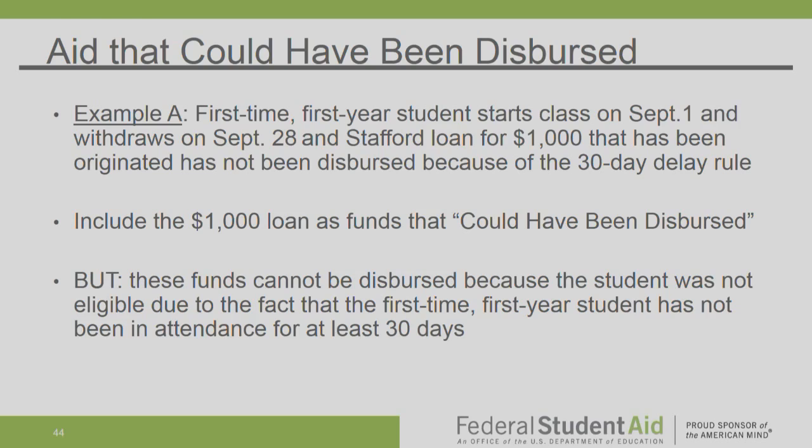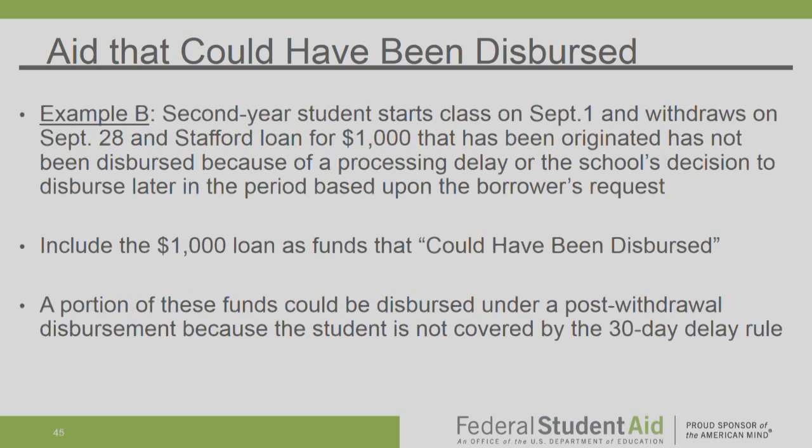The institution includes these funds because the institution would have a valid ISIR on file and originated a loan before the student withdrew. However, the funds cannot be included in a post-withdrawal disbursement because of the restriction on payments to first-time borrowers who have attended less than 30 days. And here we're assuming that the institution is not exempt from that requirement.